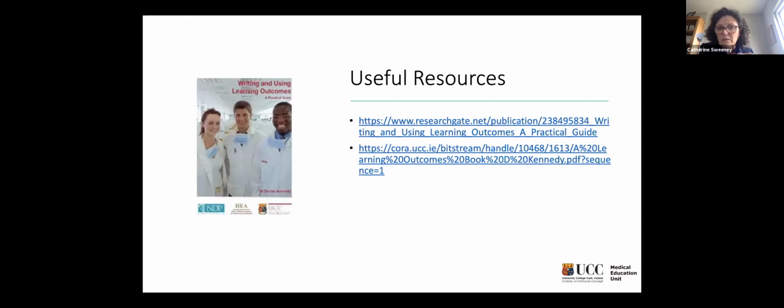There are links to it. There's a useful article there, and then there's the publication. It comes in a little A5 booklet, a hard copy, but you can actually download it. I think it's this second one here, the Cora UCC one. I think it's the most widely downloaded document from UCC. It's really, really very good. Declan Kennedy in UCC is kind of an expert in this area, and this is a booklet that he produced a number of years ago, but the principles have remained unchanged. It's really handy, very practically focused, and there's some very good information in it.